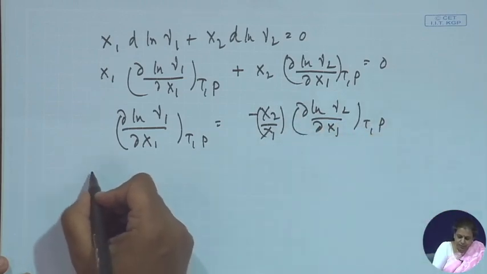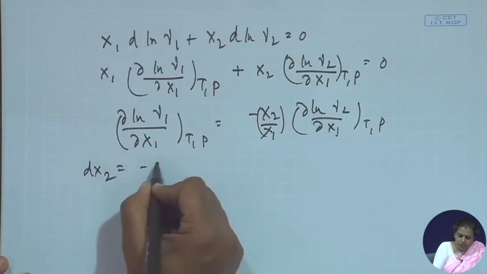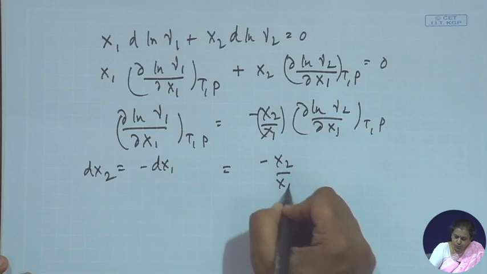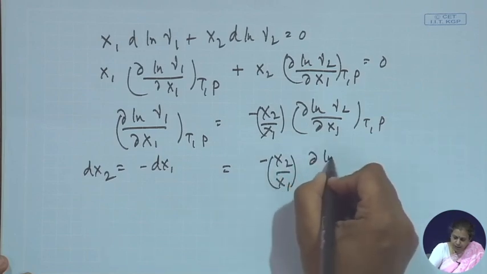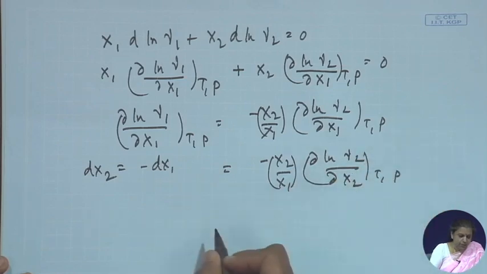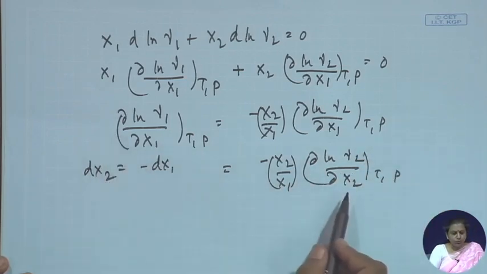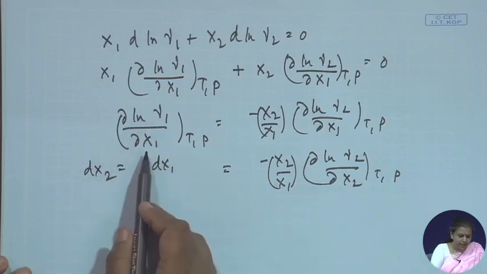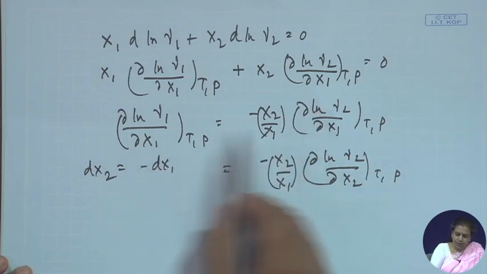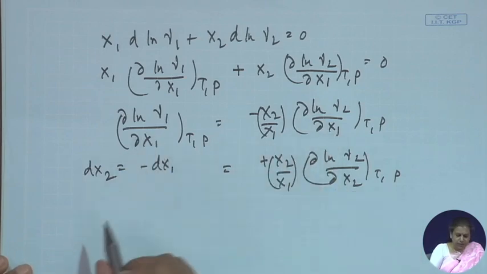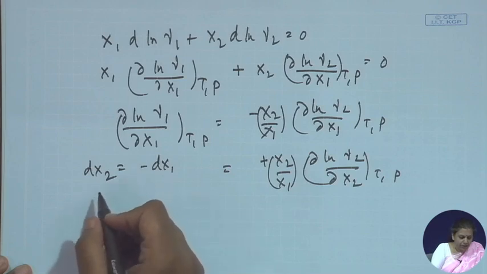We know that since it is a binary mixture, dx2 equals minus dx1. So, this can be written down as minus x2 by x1 del ln gamma 2 by del x2 at constant temperature and pressure. Automatically, what do we see? We see that the first thing is the slope of ln gamma 1 versus x1 is just opposite to the slope of ln gamma 2 versus x1. This is the first thing that we see here, right? Number 1. Number 2, can we write down this particular equation?